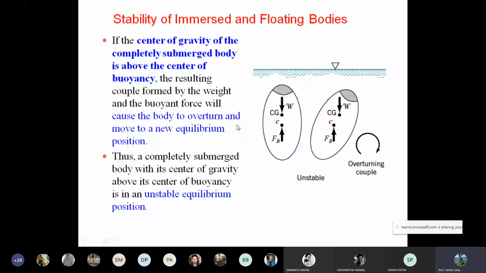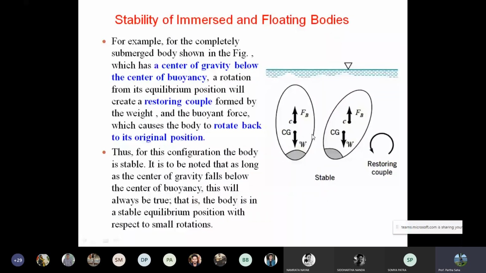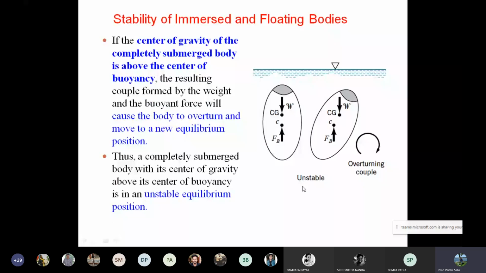Thus, a completely submerged body with its center of gravity above its center of buoyancy is in an unstable equilibrium position. Okay, so this is a standard example. If CG is below the buoyant force, this will be stable. If CG is above the buoyant force, then it will be an unstable body. But this is not true for all the cases.